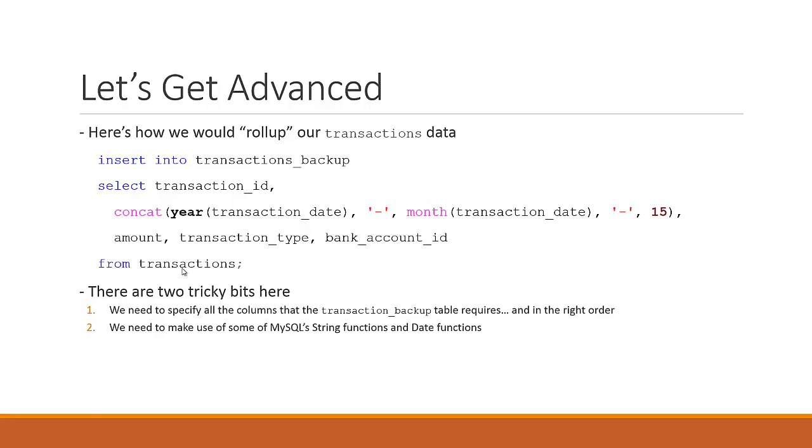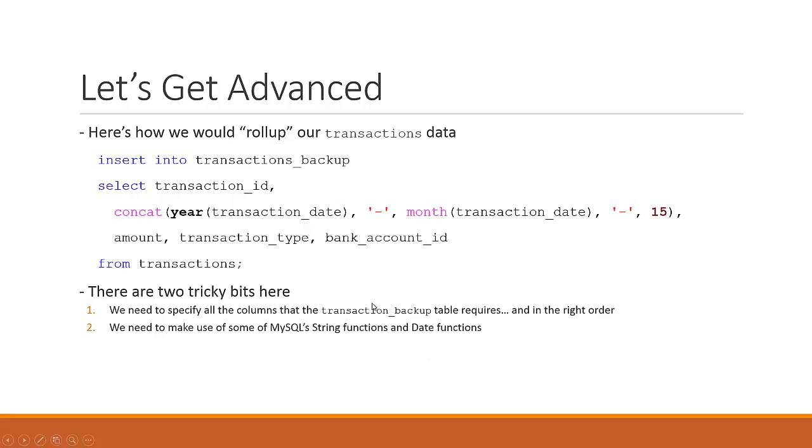But obviously, it's not that simple because we want to change the actual transaction date. We want to roll up the transaction date so that if it's in September, it becomes September 15th. If it's in August, it becomes August 15th. If it's November, it becomes November 15th. So this is how we do it. There's two tricky bits. We need to specify all the columns from the transaction backup table that the backup table requires and in the right order. And we need to make use of some of MySQL's string and date functions.